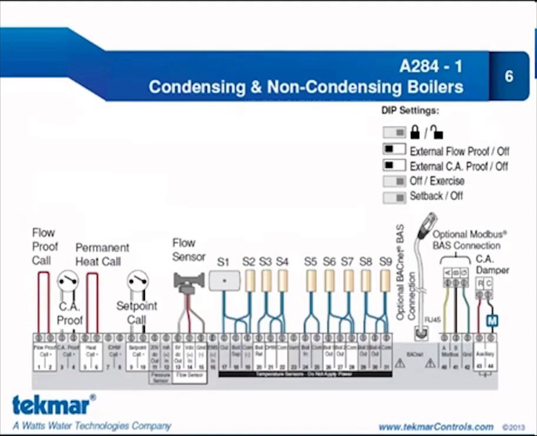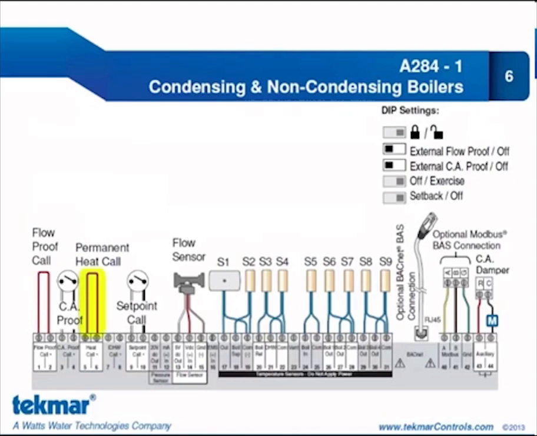So it's only when we are using a flow sensor to provide proof of flow that we install the jumper across those terminals. Our next proof call is combustion air proof, and of course we would bring the combustion air damper end switch back to the 284 to provide that proof call. Up to 24 volts can be passed through the switch, and as I said in the previous slide, boiler operation cannot occur until proof is present, and if proof is lost during operation, the boiler plant is sequenced off.